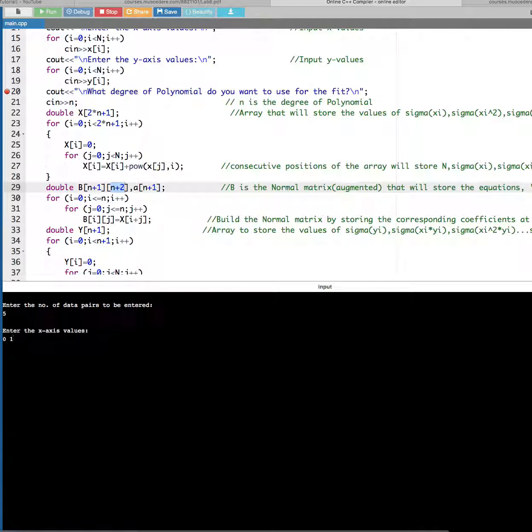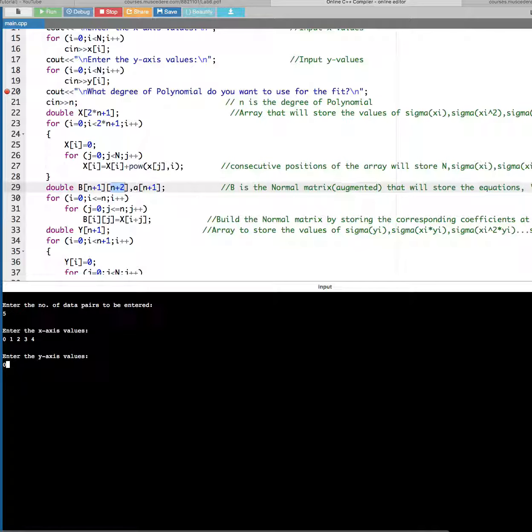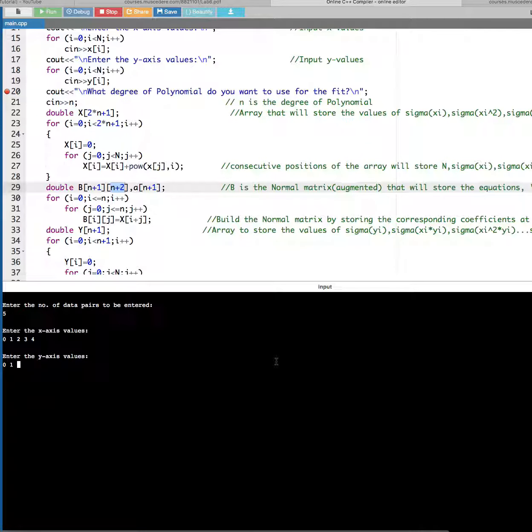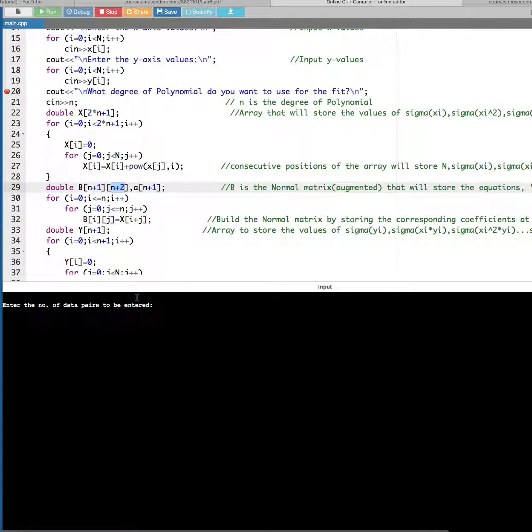0, 1, 2, 3, 4, and here we have 0, 1, 8, 26, 63. Let's try this one. Let's try 3. Oh my god, it's not working. Okay, maybe we should try 2 and see what happens.